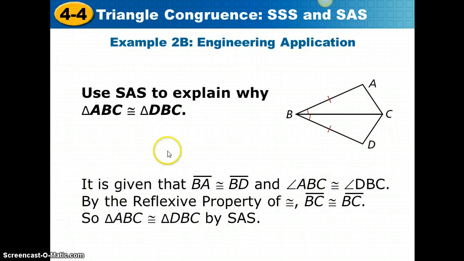You should have something written like this. It is given that BA is congruent to BD, and angle ABC is congruent to angle DBC. By the reflexive property of congruence, or reflexive POC, BC is congruent to BC, so triangle ABC is congruent to triangle DBC by side angle side.